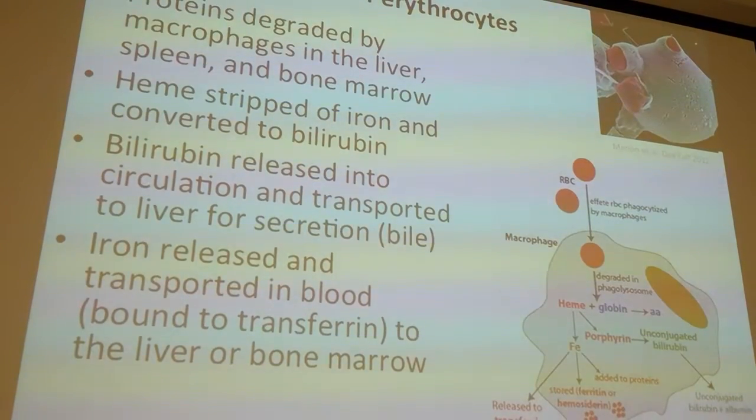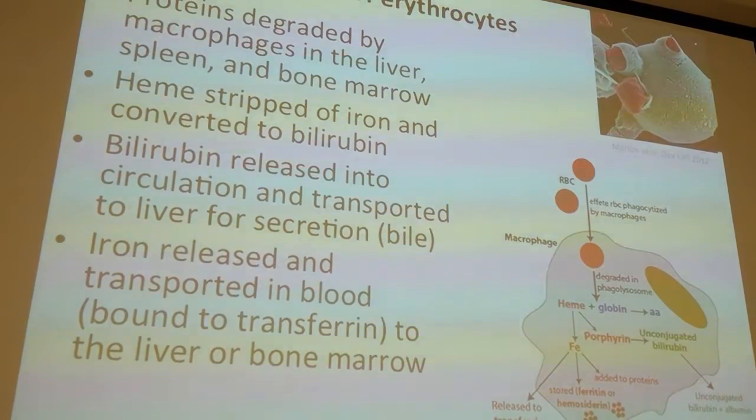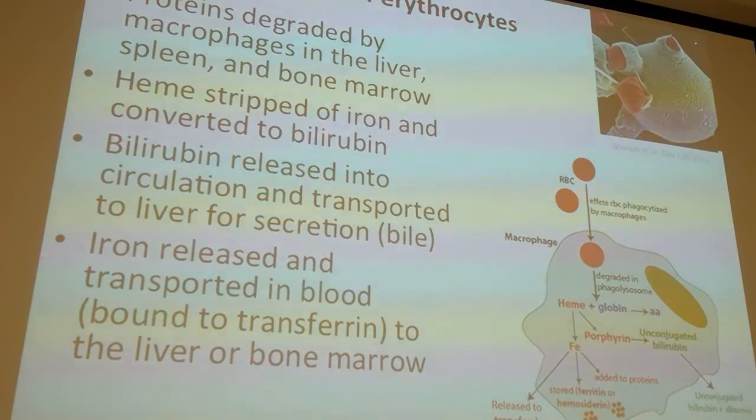So the erythrocyte breakdown: it's produced in the bone marrow from these hematopoietic stem cells, circulates in the body for about 120 days, and then it comes back and is degraded by macrophages. This is mostly going on in the spleen, but also is happening in the liver and in the bone marrow.